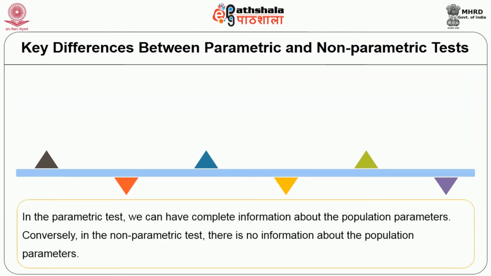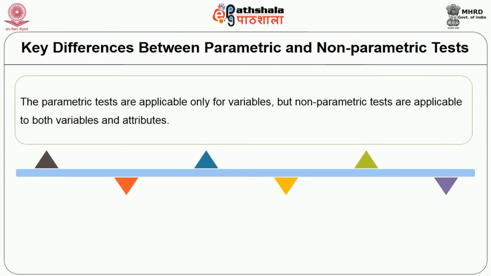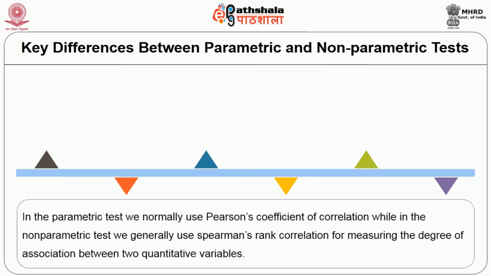In the parametric test, we can have complete information about the population parameters. Conversely, in the non-parametric test, there is no information about the population parameters. The parametric tests are applicable only for variables, but non-parametric tests are applicable to both variables and attributes. In the parametric test, we normally use Pearson coefficient of correlation, while in the non-parametric test, we generally use Spearman's rank correlation for measuring the degree of association between two quantitative variables.